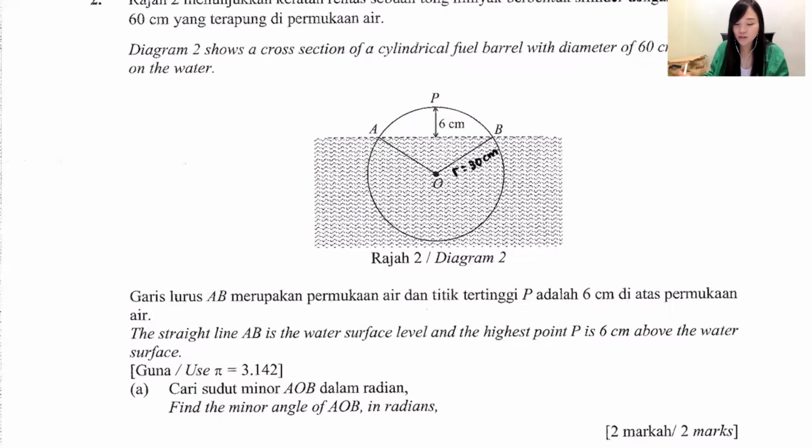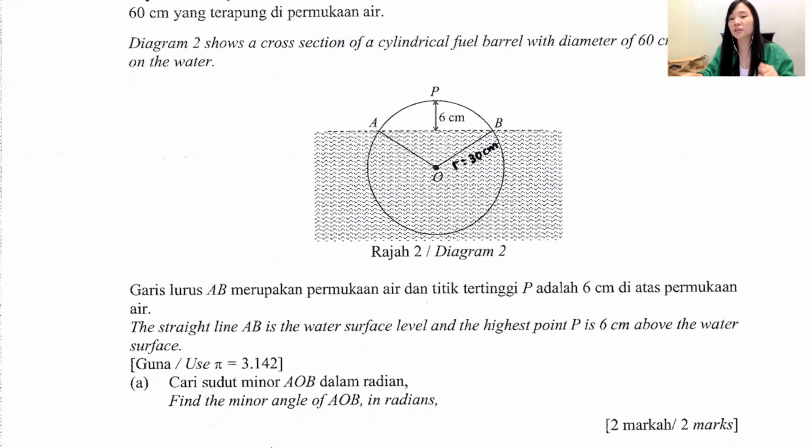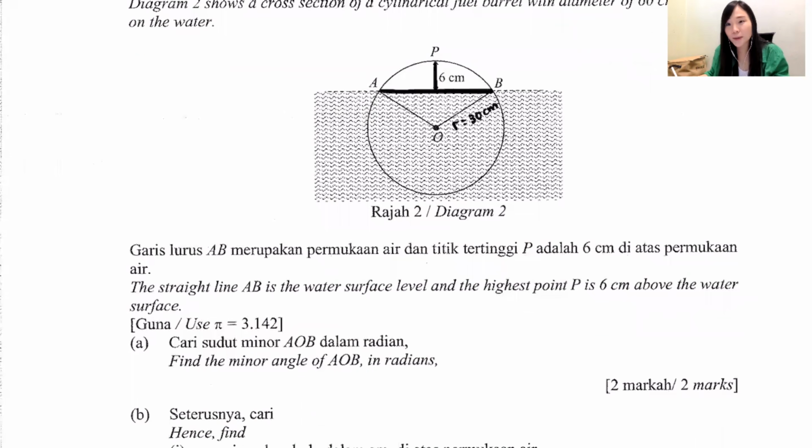So next, floating on the water. So you guys can see it is actually floating on the water. So this thing is actually a cylinder, okay? Cylinder, I think, looks something like this. Floating on the water. Hopefully you guys can imagine it. Next one, the straight line AB is on the water surface. Can you guys see it? AB is on the water surface level. And the highest point P is 6 cm from the water surface. Yeah, they already told us. So this part is 60 cm.